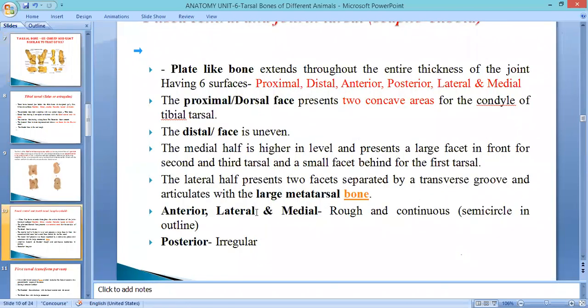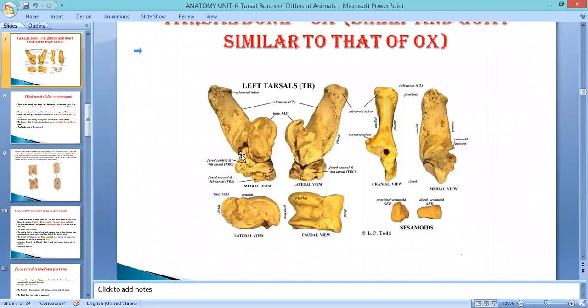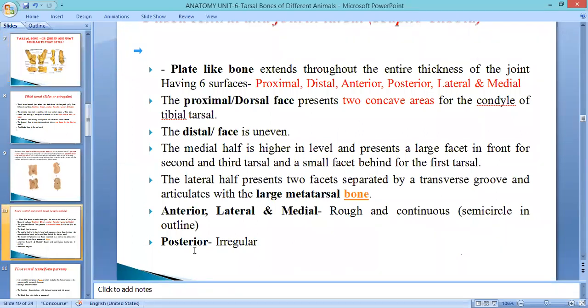The anterior, lateral, and medial surfaces are rough and continuous, somewhat semicircular in outline. You see, this is the anterior, this is the lateral, and below that is this side, the medial. They are continuous; there is no separation or demarcation. This is the anterior, continuing into the medial, and on this side the lateral. These three surfaces are semicircular in outline, and the posterior is erect.